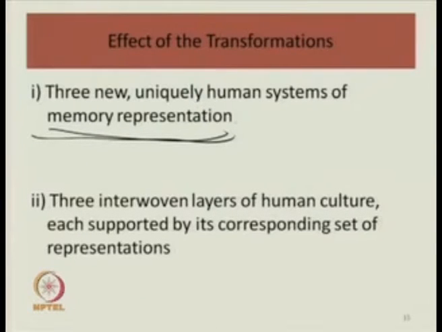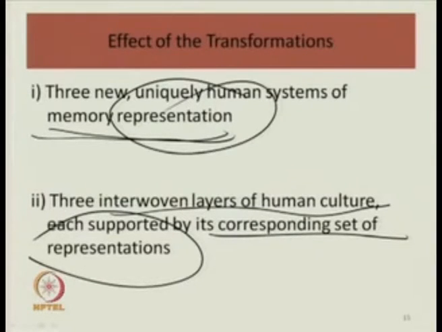And another effect was there were three interwoven layers of human culture, each supported by its corresponding set of representation. Okay, look at this. There were different systems that developed through brain culture symbiosis of memory representation, and there were interwoven layers of human culture where we find each of these stages had their own systems of representation, right? So let's see how this happens.